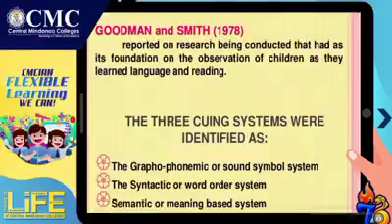Goodman and Smith, 1978, reported on research being conducted that had as its foundation the observation of children as they learned language and reading. The 3 cueing systems were identified as the graphophonemic or sound-symbol system, the syntactic or word order system, and the semantic or meaning-based system.